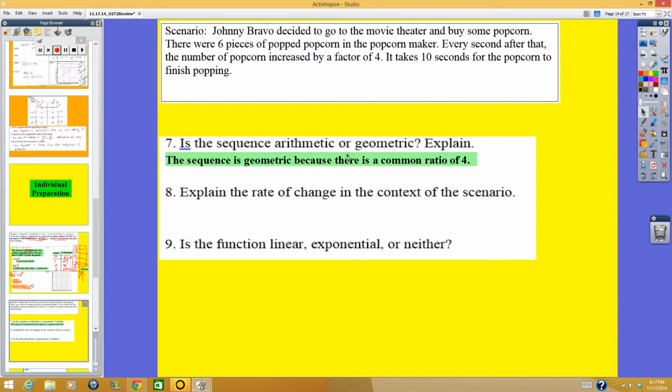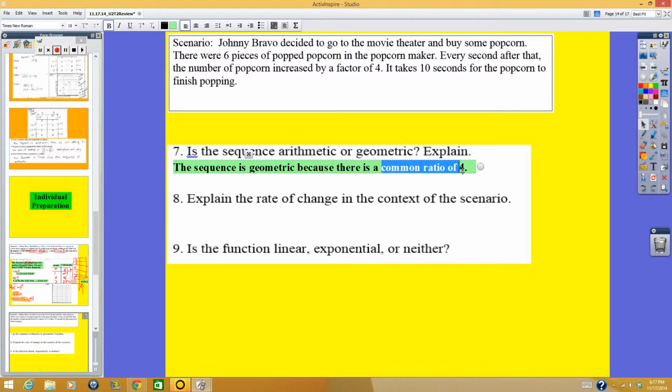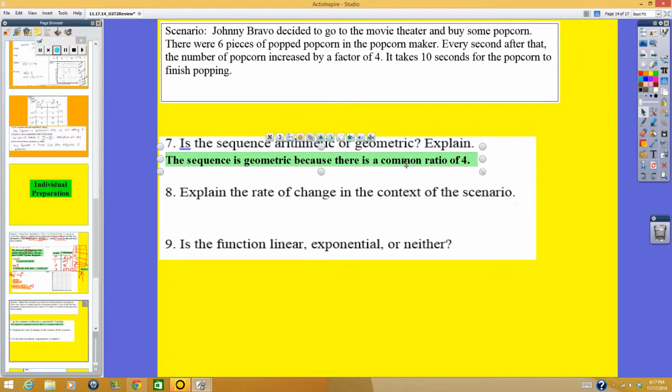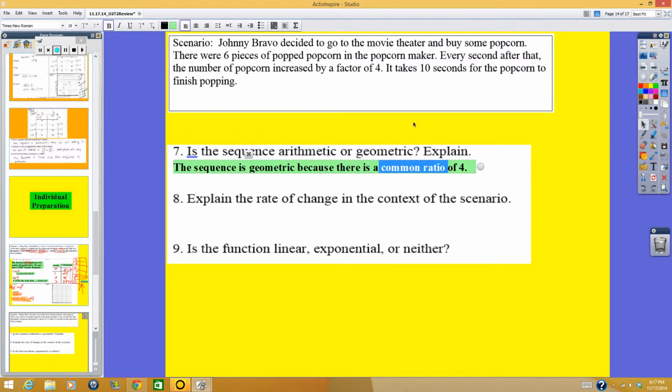right before the assessment. You have to tell me, oh, it's arithmetic because there's a common difference. It's geometric because there's a common ratio. Remember I said we're trying to up our level of vocab, okay? Explain the rate of change. I would first set it up.